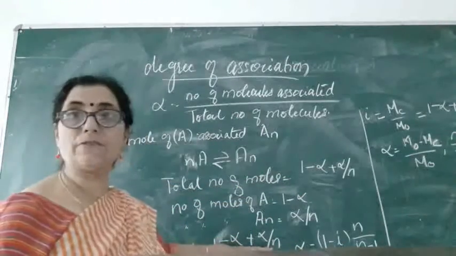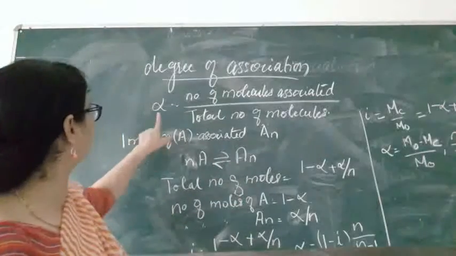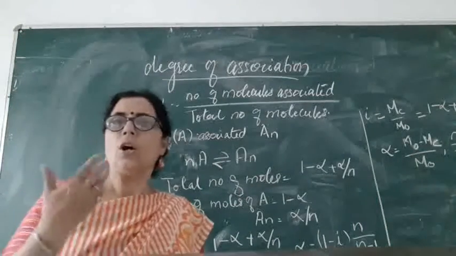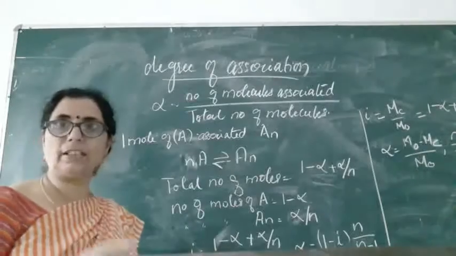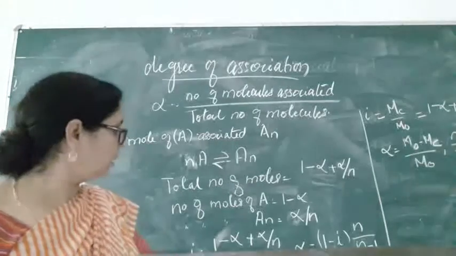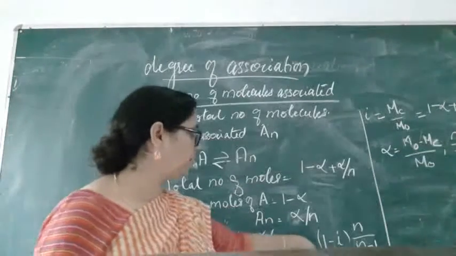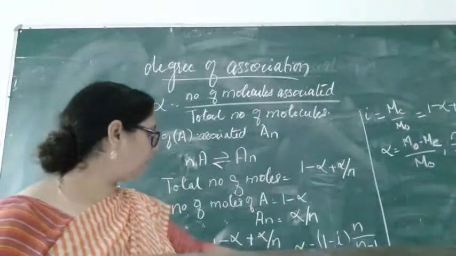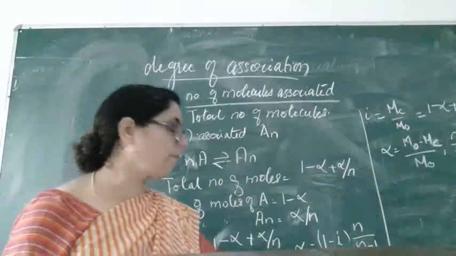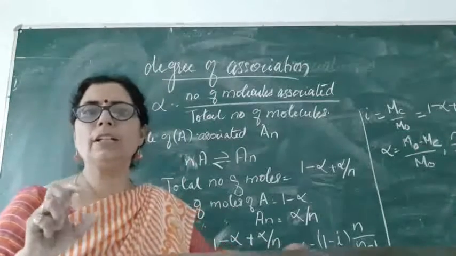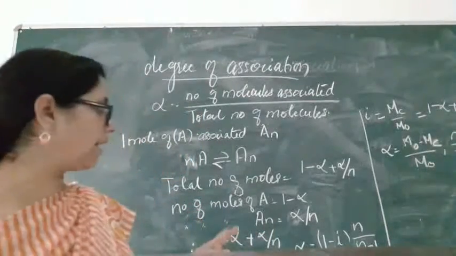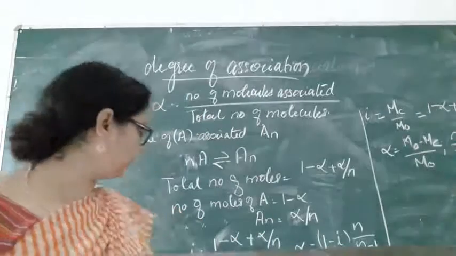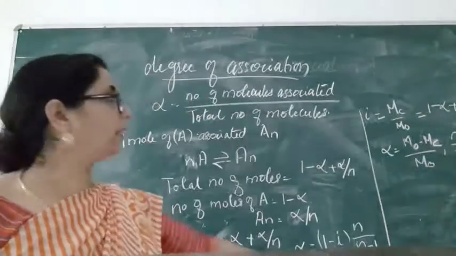This is the observed value. You know i is the Van't Hoff factor, the observed value by the calculated value, that is, by the theoretical value, which is 1. After putting this, we can do the calculation. When we do the calculation, alpha, the fraction of molecules associated, will be alpha equals (1 minus i) divided by (1 minus 1 by n). And after doing the calculation, you will get this value.